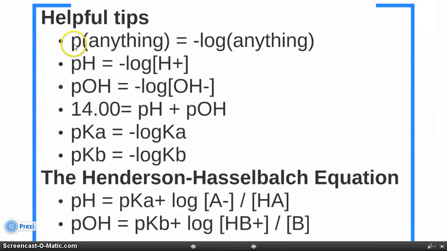Helpful tips. P of anything equals negative log of anything. So pH equals negative log of the concentration of H+, while pOH equals negative log of the concentration of OH-. 14 equals pH plus pOH, and pKa equals negative log Ka, pKb equals negative log Kb.